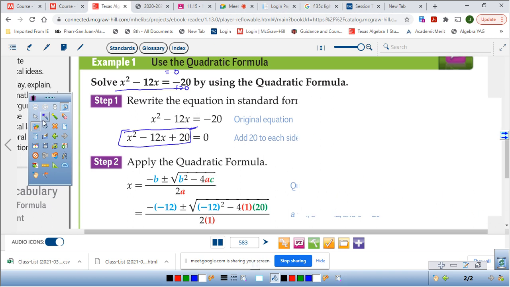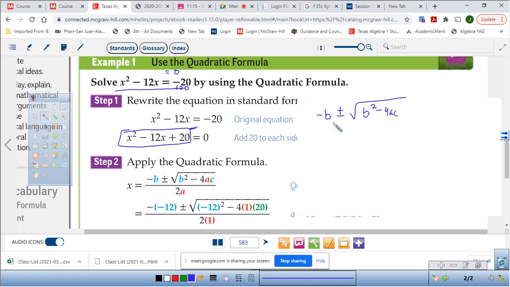Now, remember the formula says, it's right here, negative b plus or minus the square root of b squared minus 4ac, all over 2a. Now, think about this real quick. b comes from the middle term that is by the x, right? So that's going to be what kind of number? What is that thing right there? It's a negative 12. So anywhere you have the b, you paste in a negative 12.